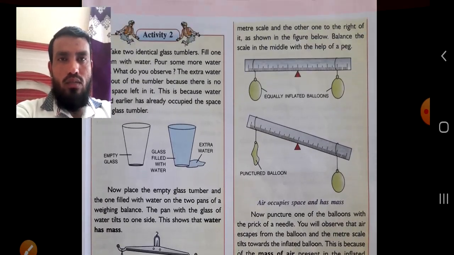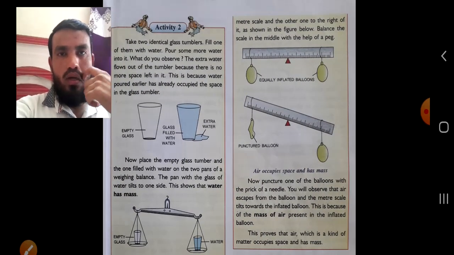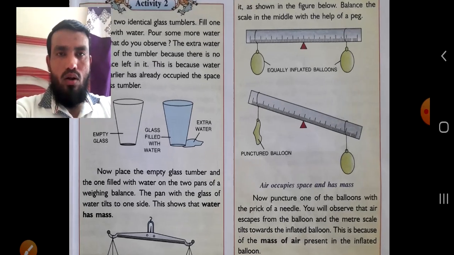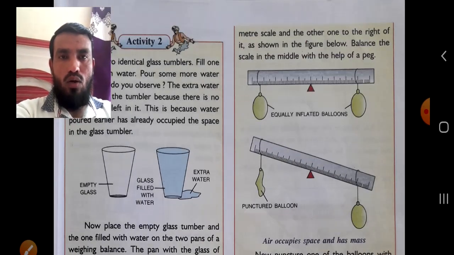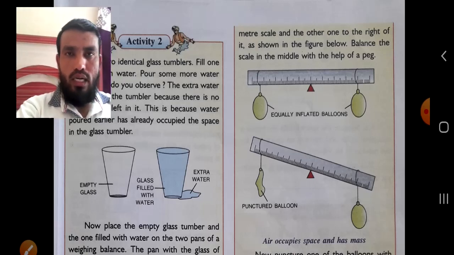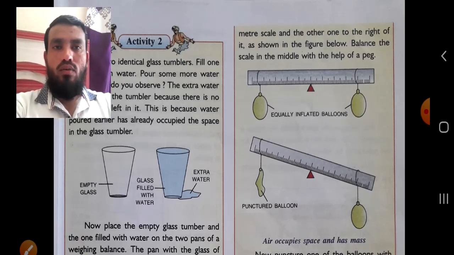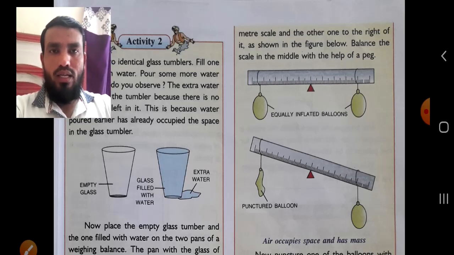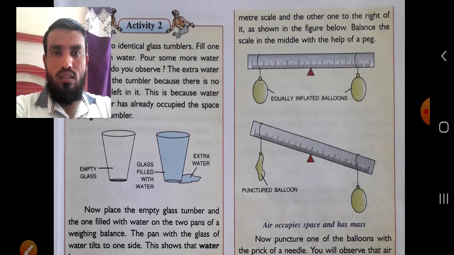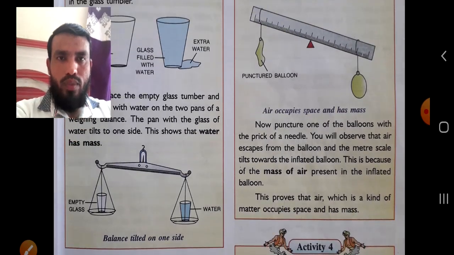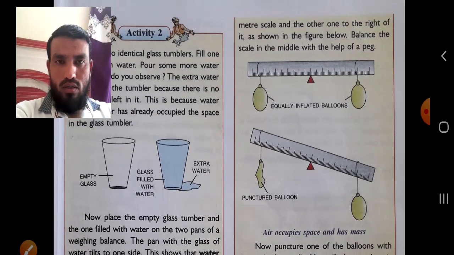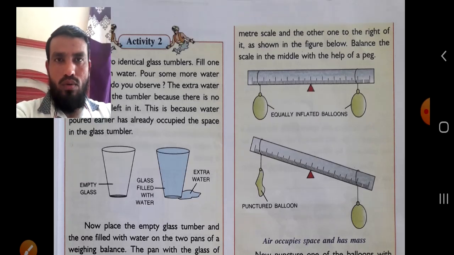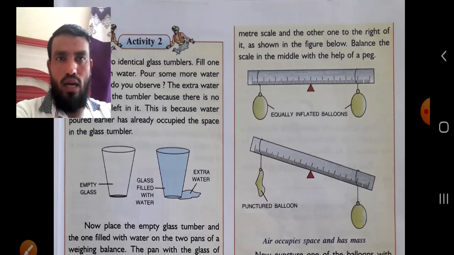On the next page there is one more activity to understand mass, right? We have already seen that matter occupies space. In this activity we will also understand how mass occupies space. We are taking the example of two glasses. Take one glass that should be empty, and the other glass you fill with water, as much as it can hold. Now, in the glass which already has water, add some extra water.